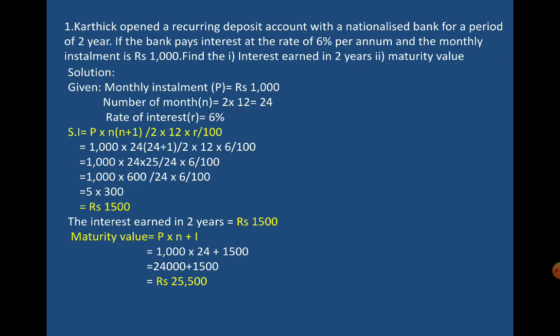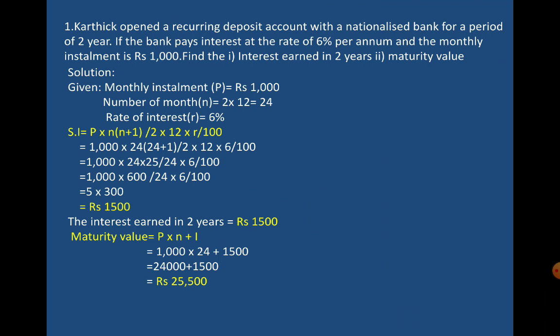First sum: Karthik opened a recurring deposit account with a nationalized bank for a period of 2 years. If the bank pays interest at the rate of 6% per annum and the monthly installment is rupees 1000, find the interest earned in 2 years and the maturity value.